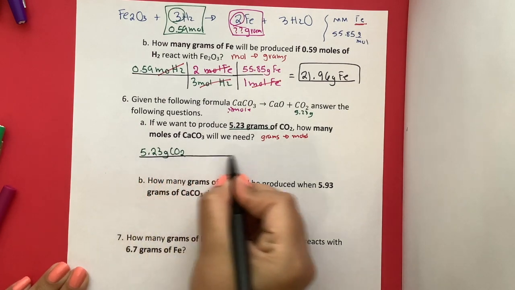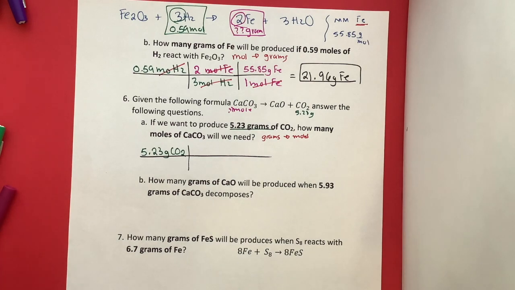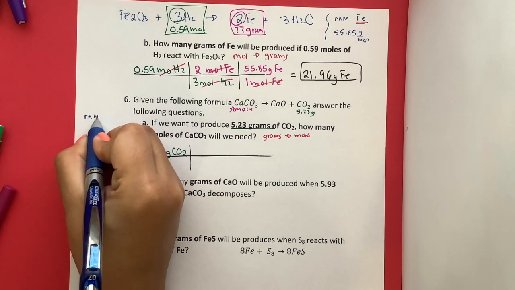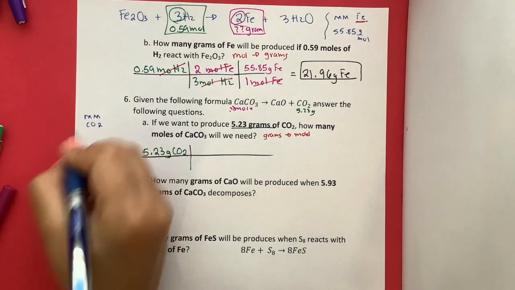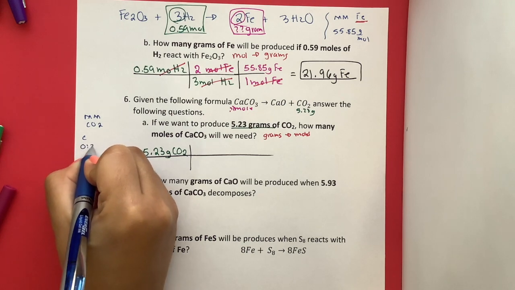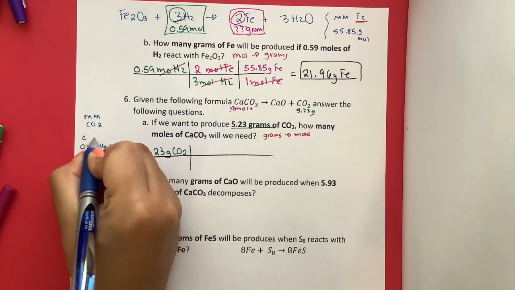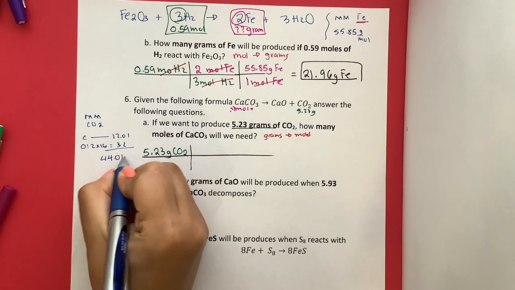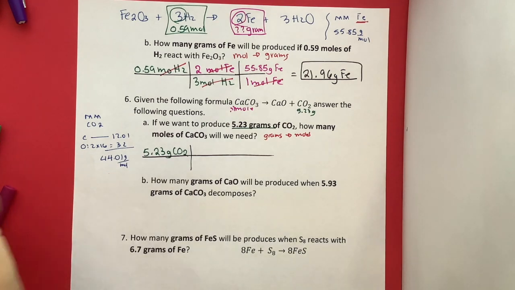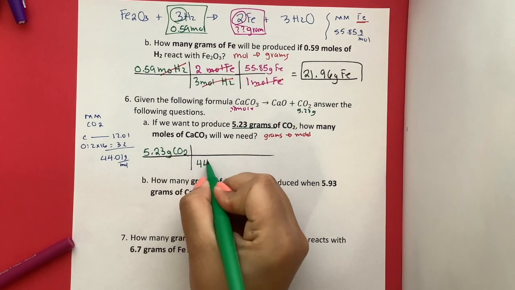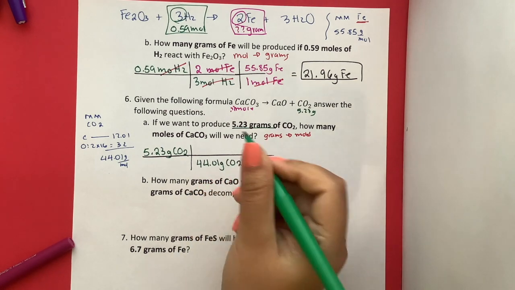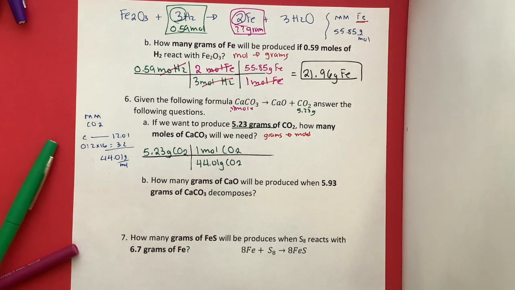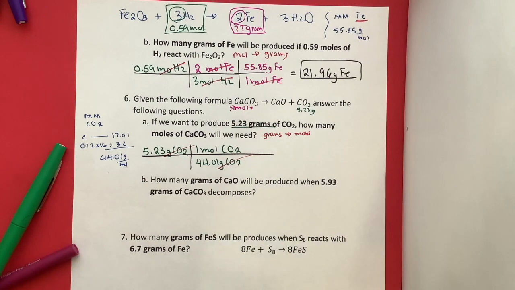Now, since I am in grams, the first thing I need to do is go from grams to moles by looking for the molar mass of CO2. Okay, I have 1 carbon, 2 oxygen, 2 times 16 is 32, carbon is 12.01. I add them, I get 44.01 grams per mole. So I have 44.01 grams of carbon dioxide for every 1 mole of carbon dioxide. I wrote grams in the bottom, so the grams of carbon dioxide cancel each other out.